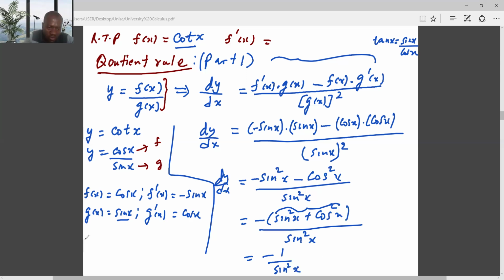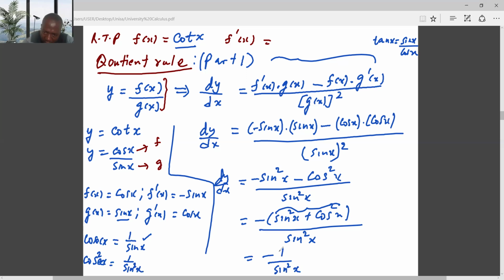But we know that cosec is the reciprocal of sine, which is equal to 1 over sine. So cosec is equal to 1 over sine. But this one is squared. So if you wanted cosec squared x, this will be 1 over sine squared.